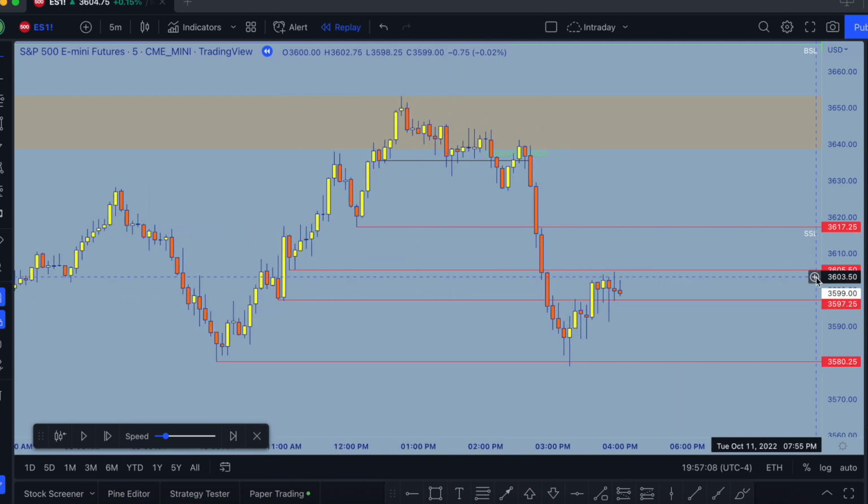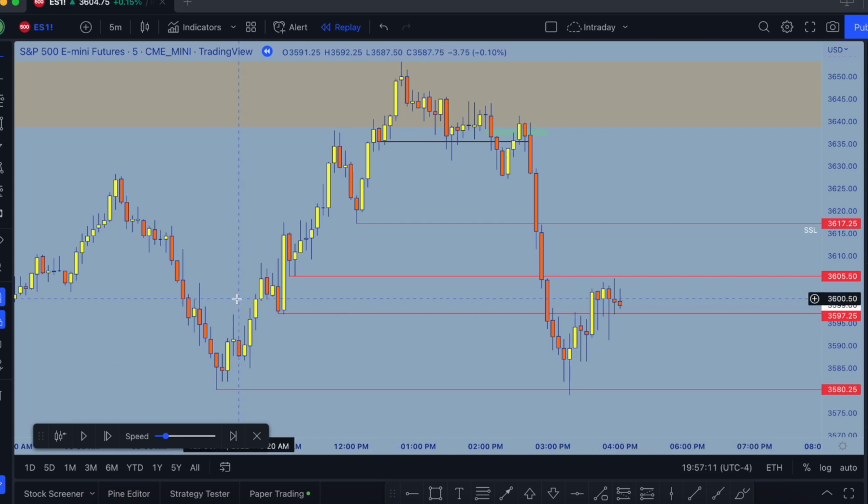That's how you could have traded gaps using liquidity today.